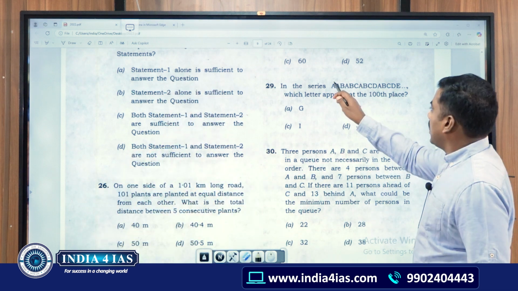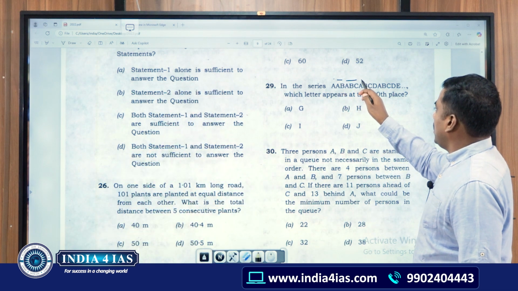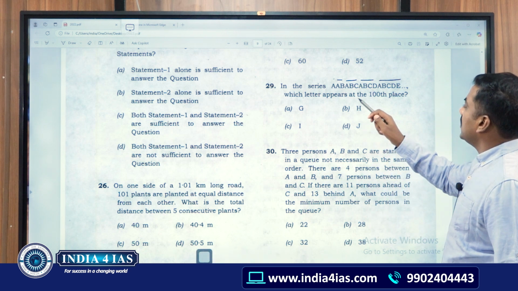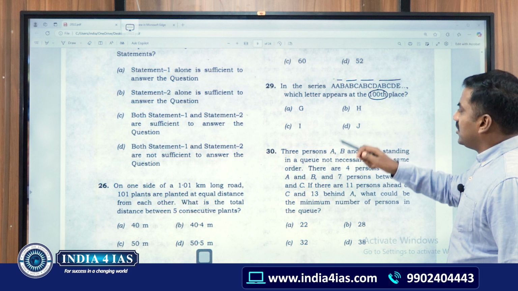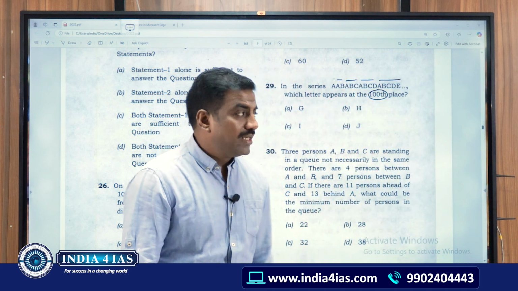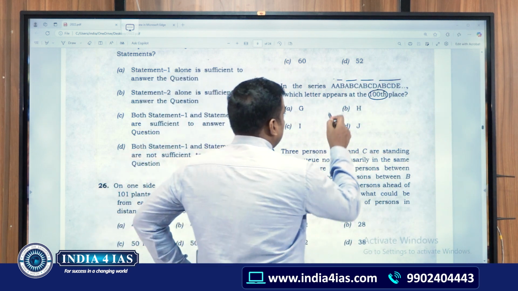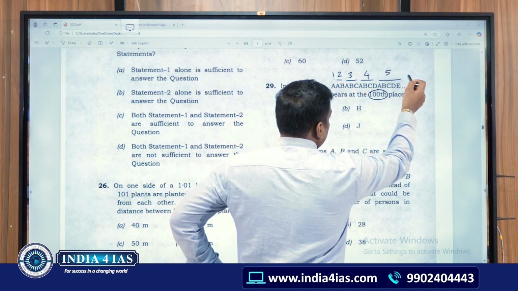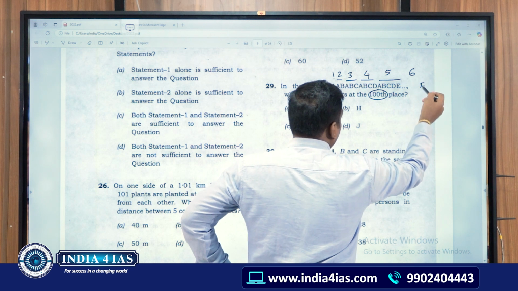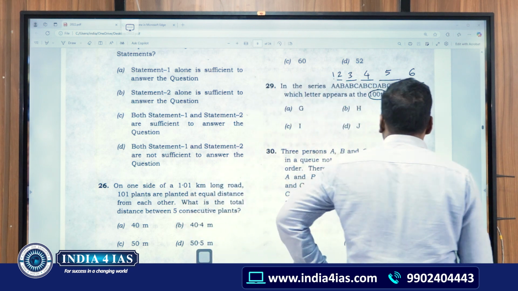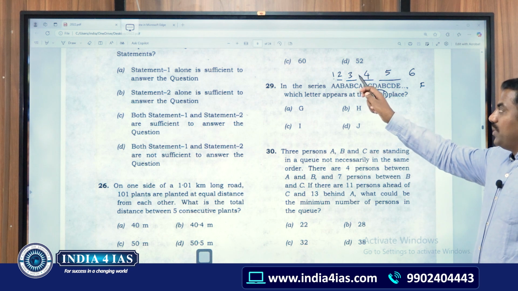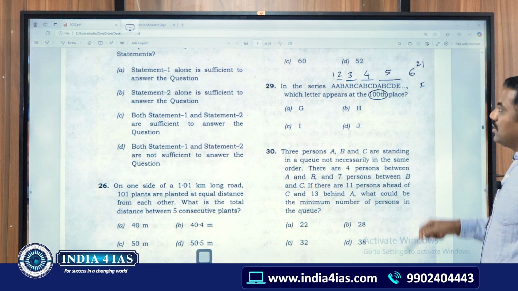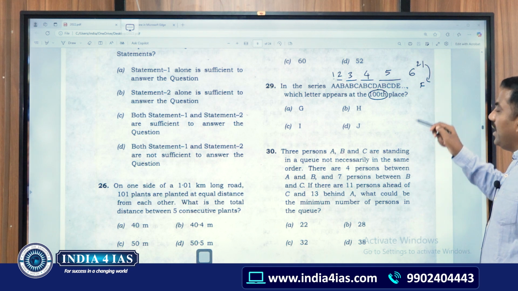In the series A, AB, ABC, ABCD, ABCDE, if you go on writing like this, which letter appears at the 100th place? Which letter appears at the 100th place? Now, you check 1 letter, 2 letters, 3, 4, 5. Next is 6 and it will end in F. But what is the total? 1 plus 2 plus 3 plus 4 plus 5 plus 6. So, totally we have 21 up to this. So, the 21st letter will be F.